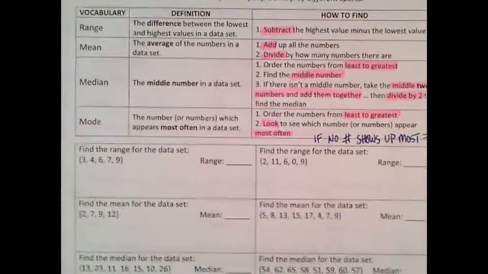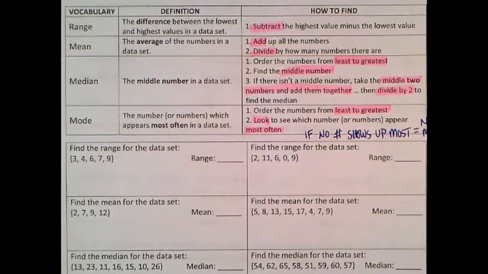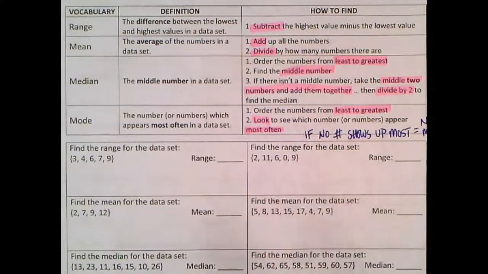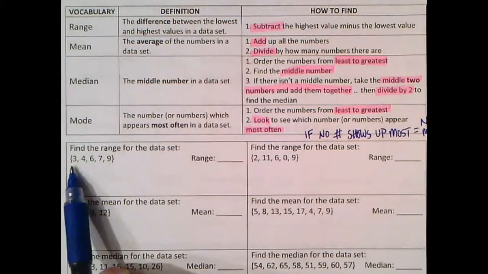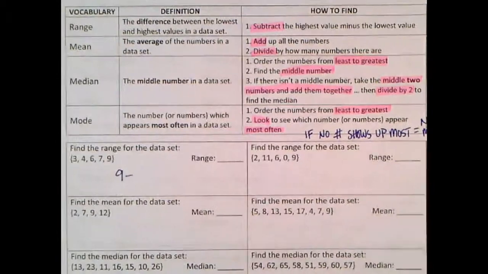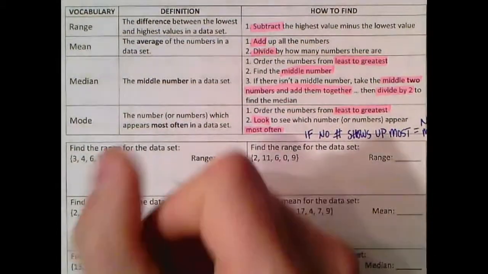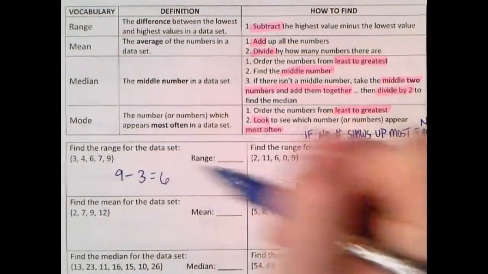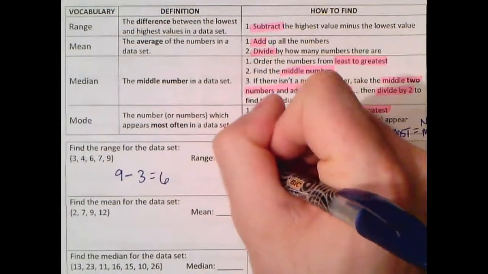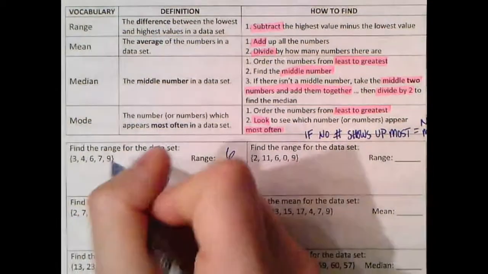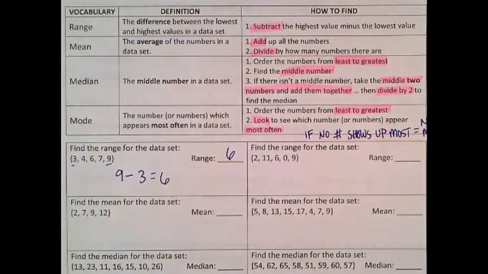All right, take a look at the first one. Find the range for the data set. Well, to find the range, we need to subtract the highest value minus the lowest value. So my highest value in all of this is 9, minus my lowest value of 3. And 9 minus 3 is 6, so my range is 6. If it helps you to underline them so you see them, go ahead and do that.